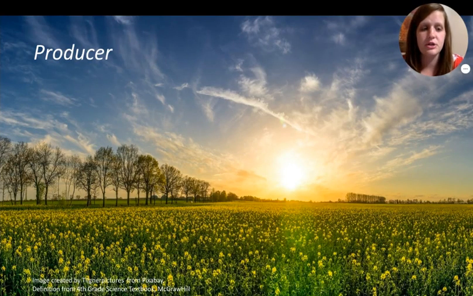So a producer is an organism such as a plant that makes its own food. As discussed before, producers make or produce their own food through a process called photosynthesis. One of the essential ingredients in this process is the sunlight.